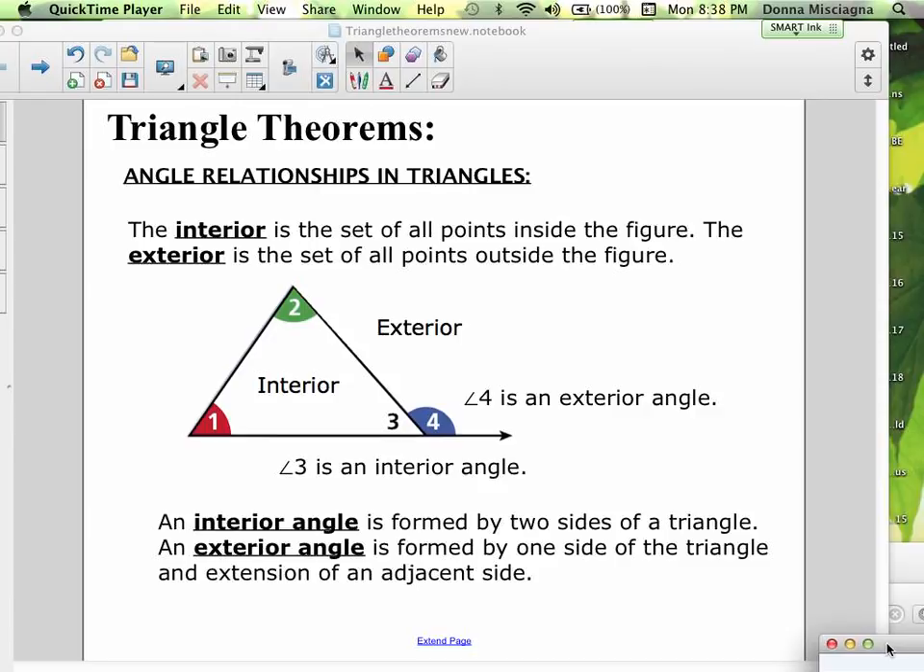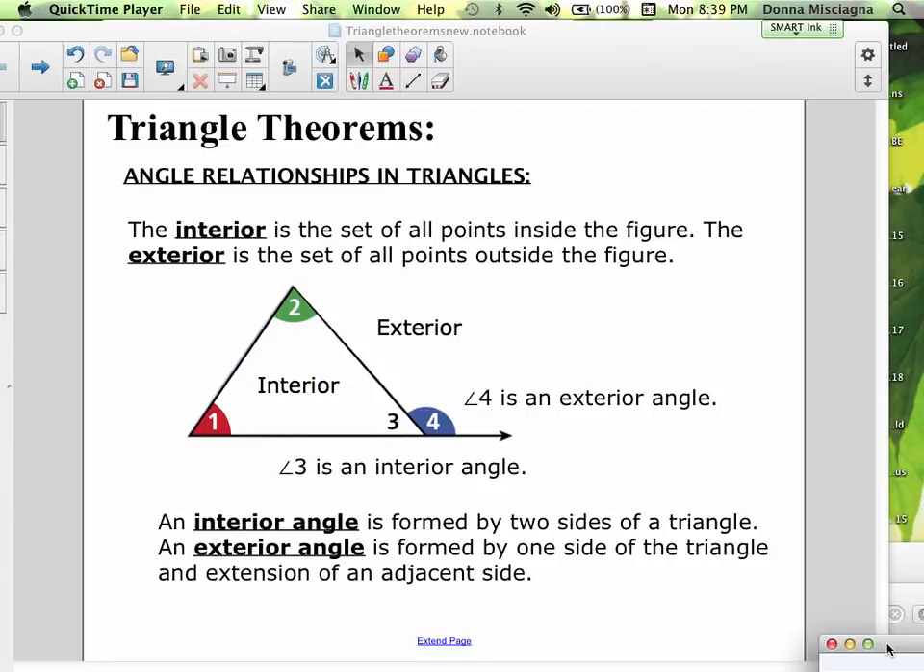So a couple vocabulary words for you. Interior is the set of all points inside a figure, and exterior is the set of all points outside the figure. And you have this exact diagram and all of these notes in your notes, so you can just follow along with me. So I have a triangle here, and in my triangle we have 3 interior angles. So those are angles formed by the sides of the triangle, and they are inside the figure. They're inside that polygon.